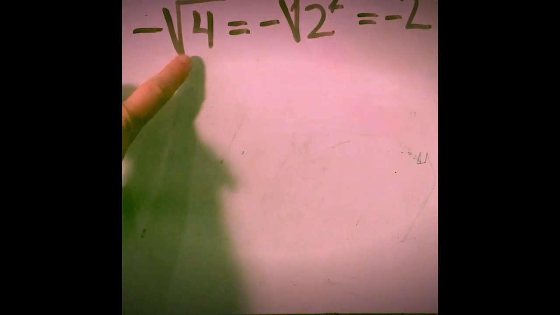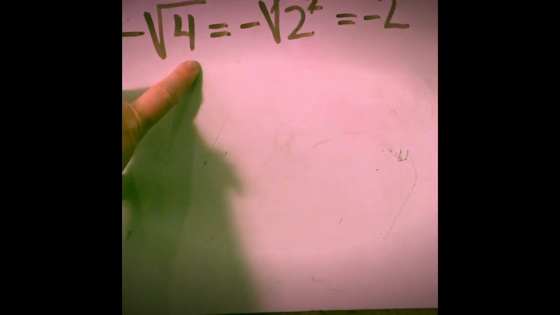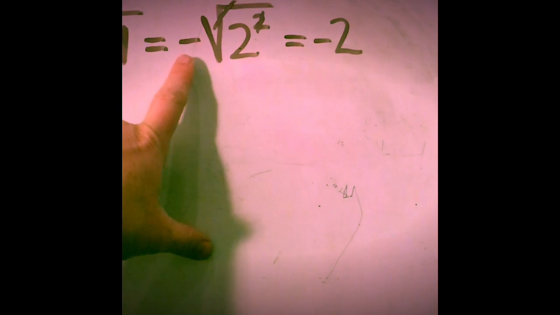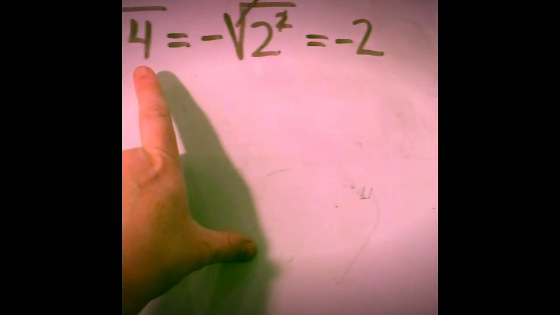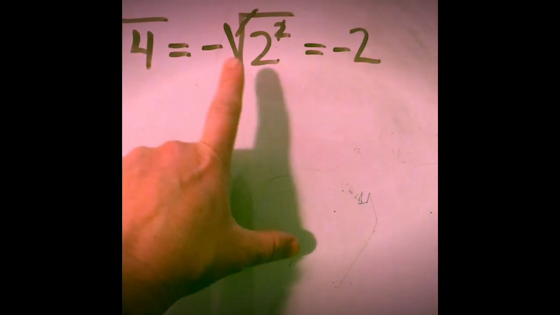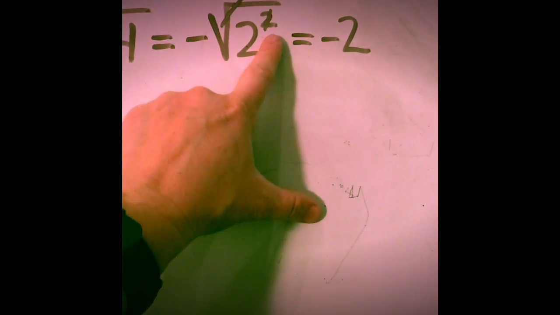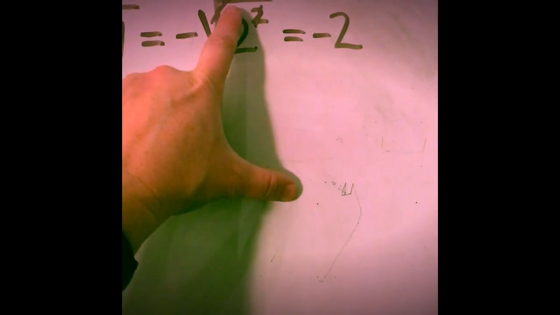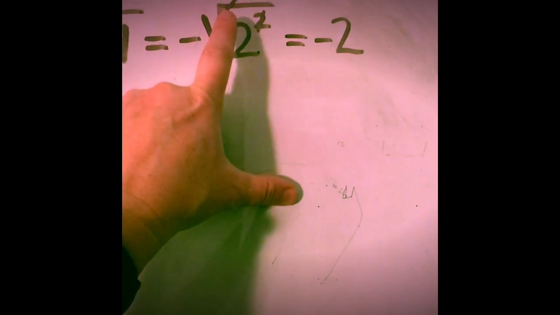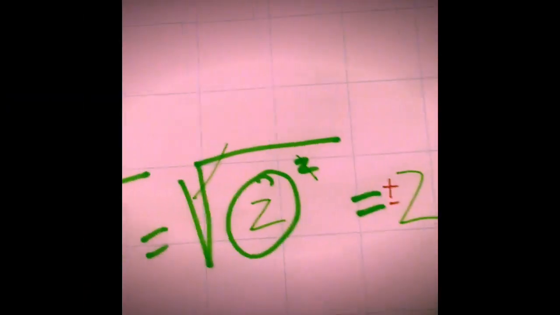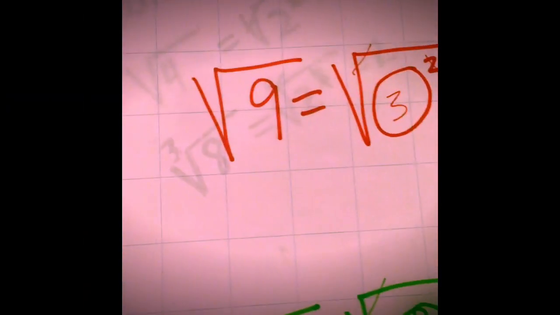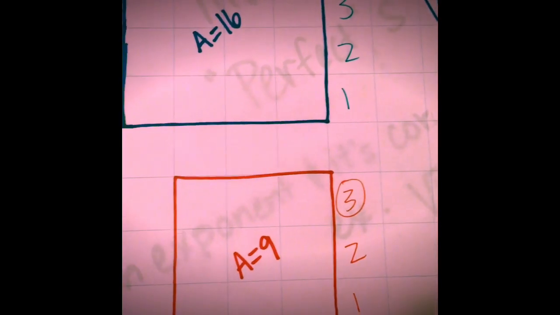So the negative square root of 4. Here we would look for what is the negative something times itself that would equal 4. Well, 2 squared, the squared and the square root, inverse operations, they will cancel, and all that's left is negative 2. Let's finish up these last couple of perfect squares, and then you'll be done for today.